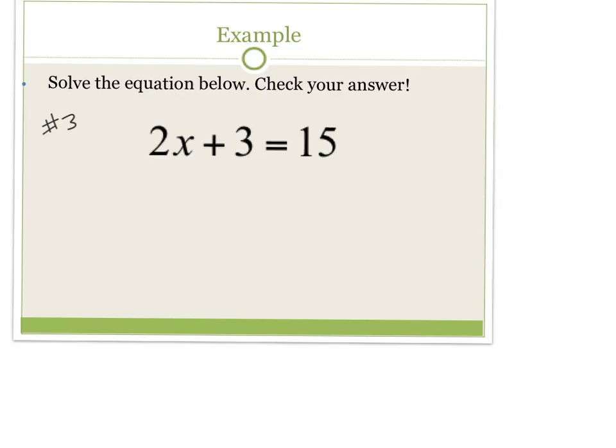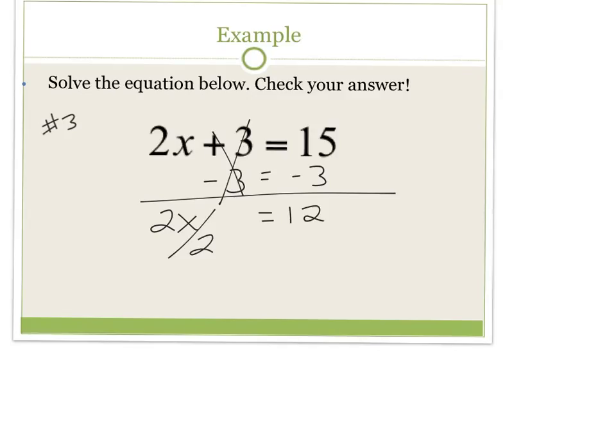Point should be this example. Point number 3, we're going to subtract 3 from both sides. We're going to undo the addition subtraction first. So we have 2x. These cancel, leaving us 15 minus 3, which is 12. Then we're going to divide by 2 both sides, so x equals 6.